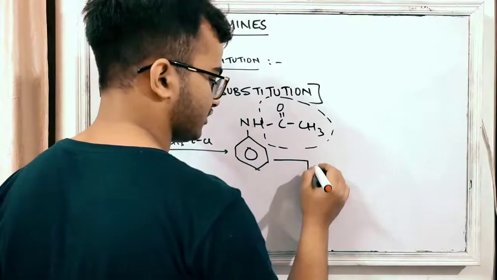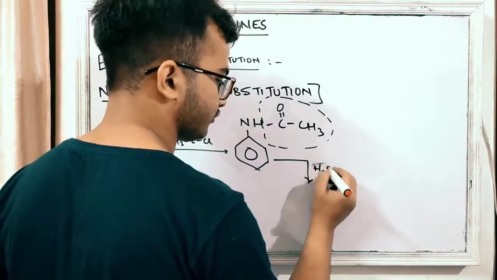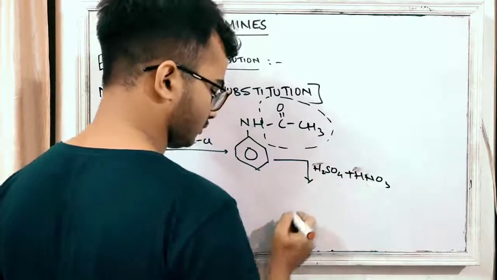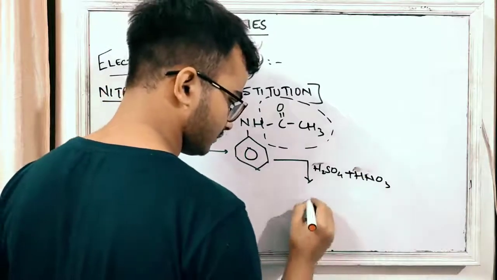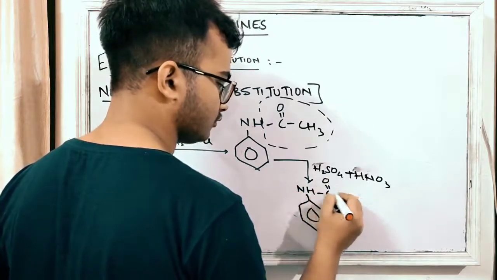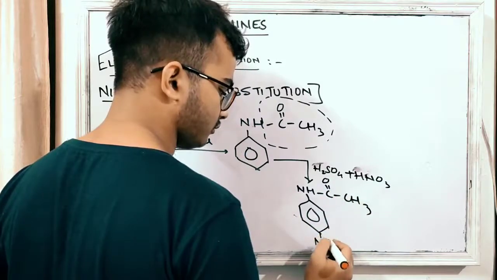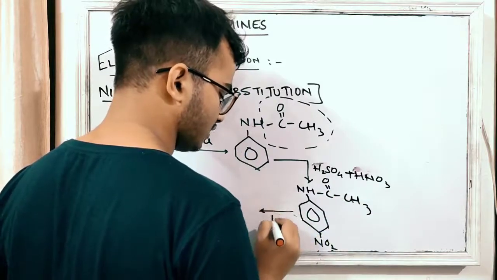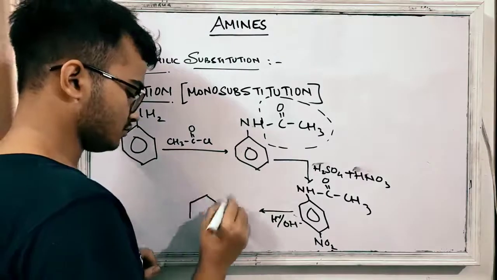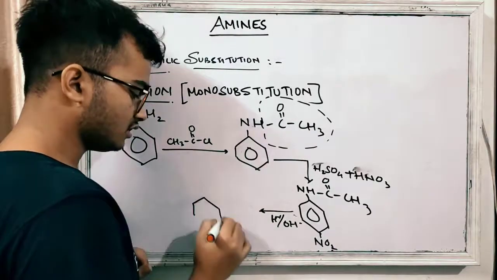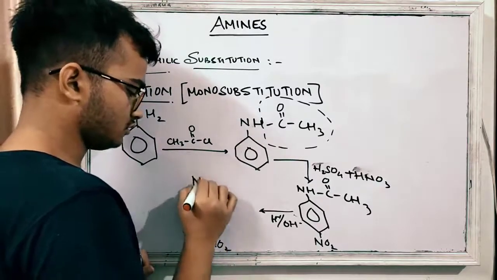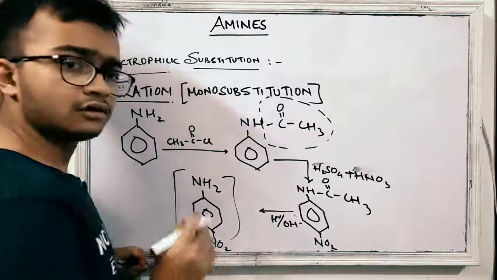So when you perform nitration, H2SO4 plus HNO3, you get only monosubstitution. So what happens here is like this: NH, C double bond O, CH3, and the nitro group will get attached over here. So when you perform the H plus or OH minus hydrolysis, this entire thing will get removed, and so you get your paranitroaniline. So NO2, this is NH2. Clear? So copy it down.